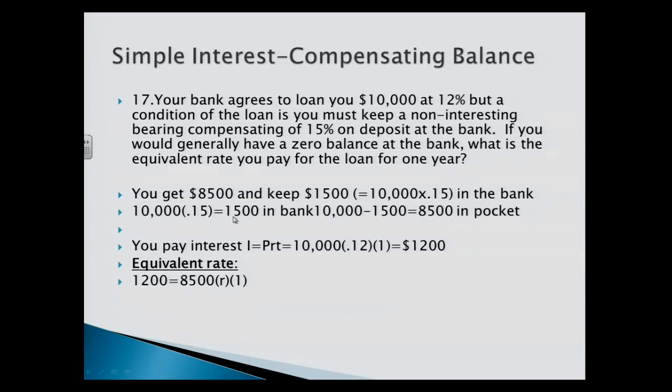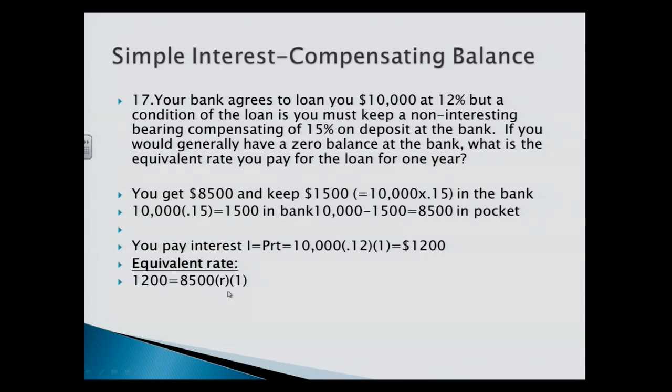10,000 times 15% is $1,500. So you have $8,500 in your pocket. However, the bank says you're still paying interest on $10,000 at 12% for 1 year. The interest you're charged is $1,200. Let's find an equivalent rate.